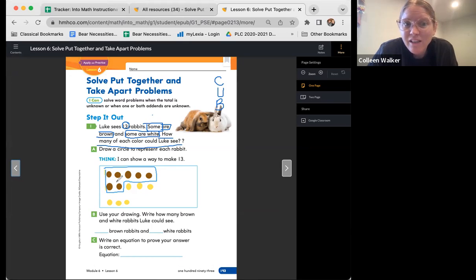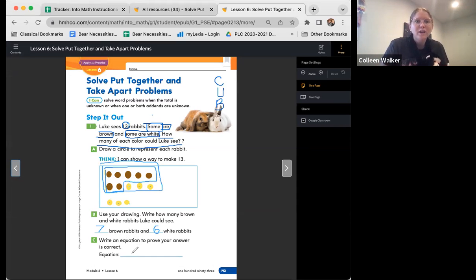And how many yellow? Let's count. 1, 2, 3, 4, 5, 6. And we already figured out we made 13 total. So we know that there are 7 brown rabbits and 6 white rabbits. Write an equation to prove your answer is correct.